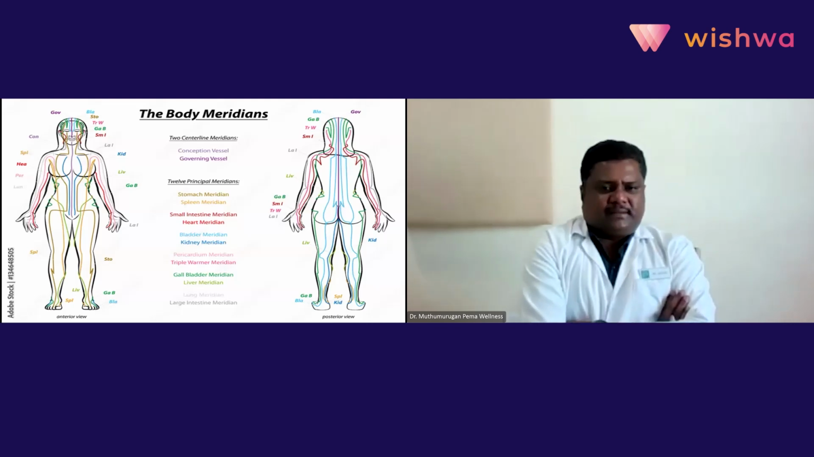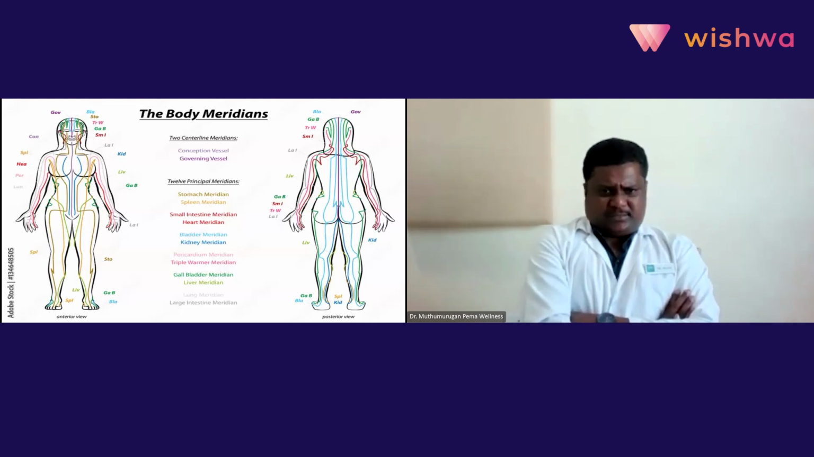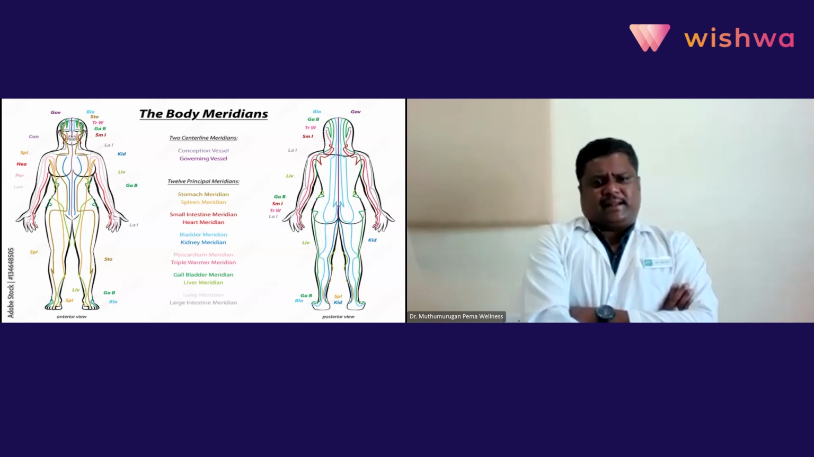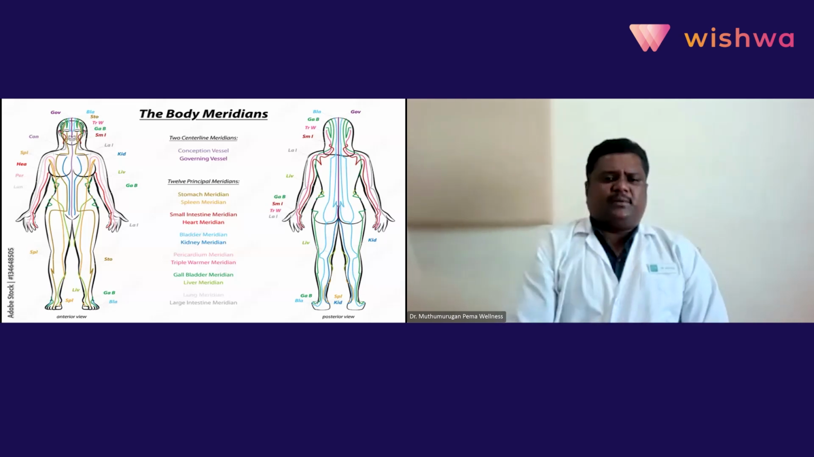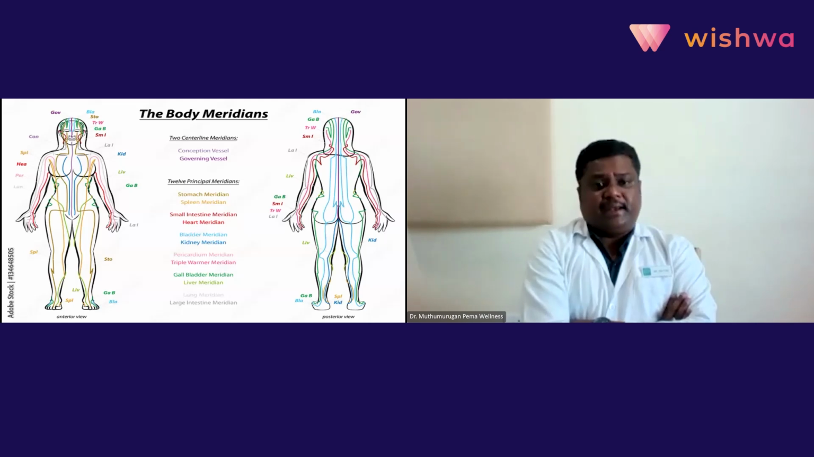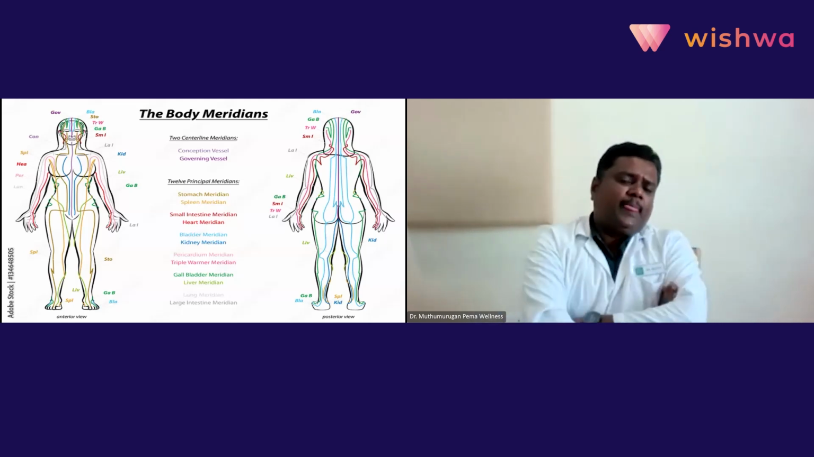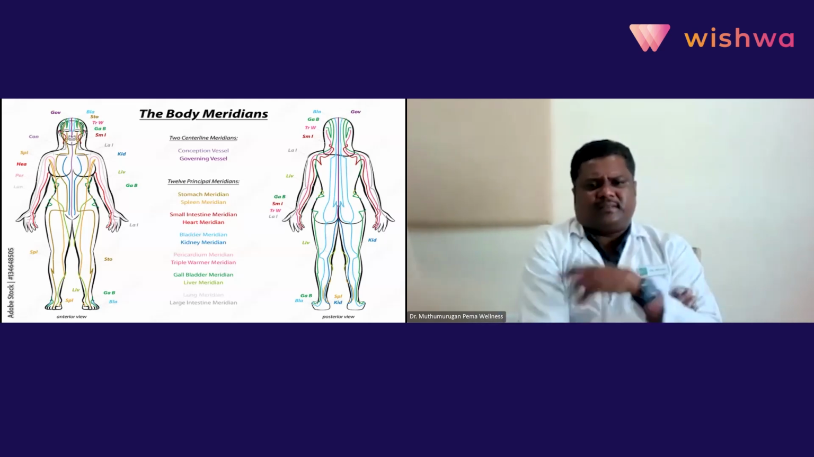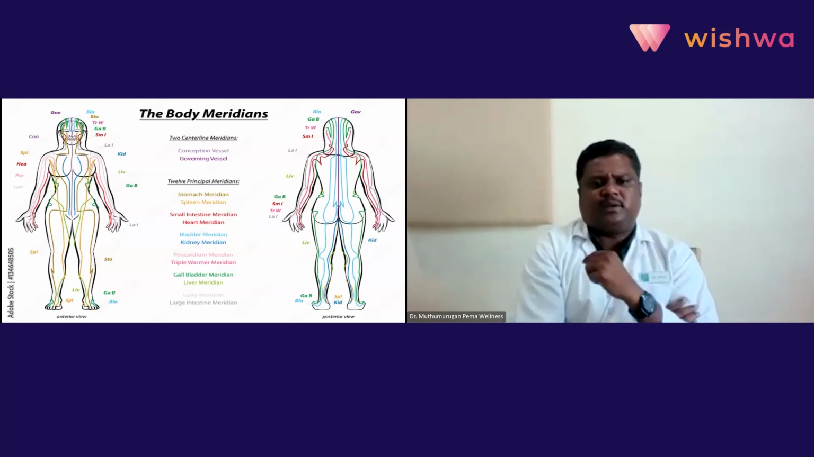First, at the top there are 2 channels, the conception and governing vessels. It runs along the center line of the human body. It is very important for maintaining the energy circuits in the human body. So what is an energy circuit? I can give you only an example.